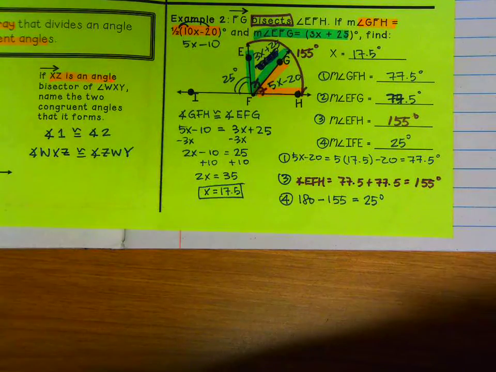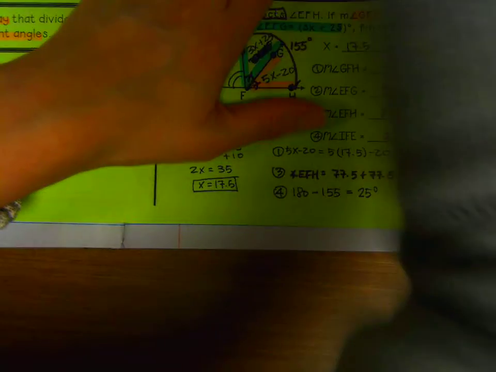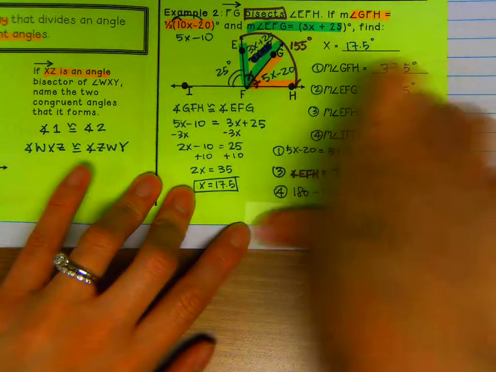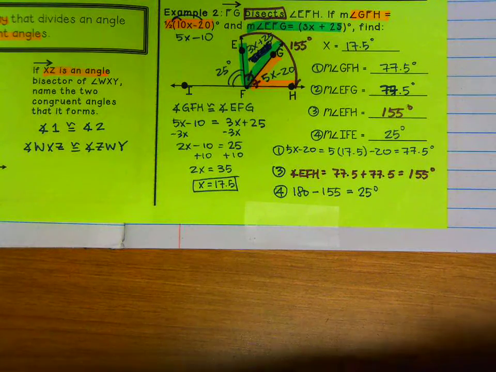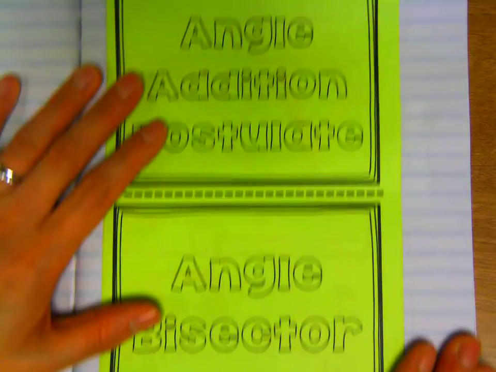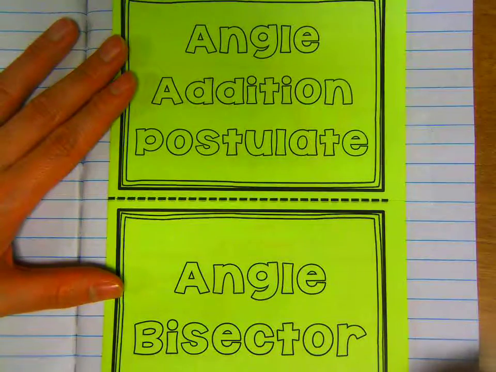Alrighty, I know you already glued it, but I'm going to glue this on page 6. Make sure you tape it in, or glue it. I've got a glue table. And that's it. So we have our foldable of the angle addition postulate and angle bisector.